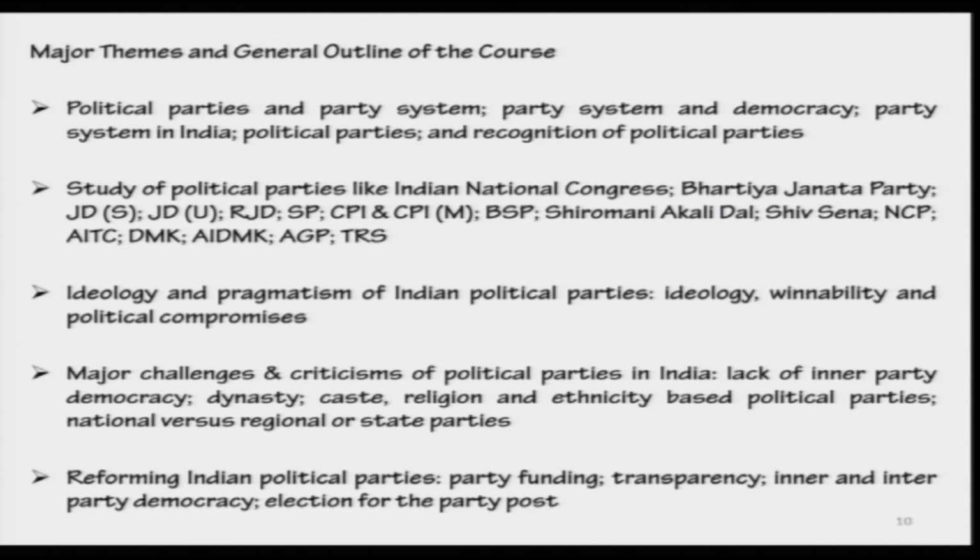Finally, in the last part of this course, we will discuss how to reform political parties by ensuring transparent party funding, inner and inter-party democracy, and election for the party posts and so on.